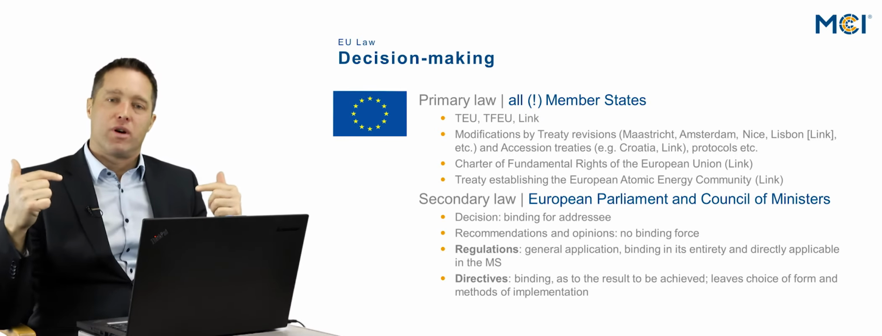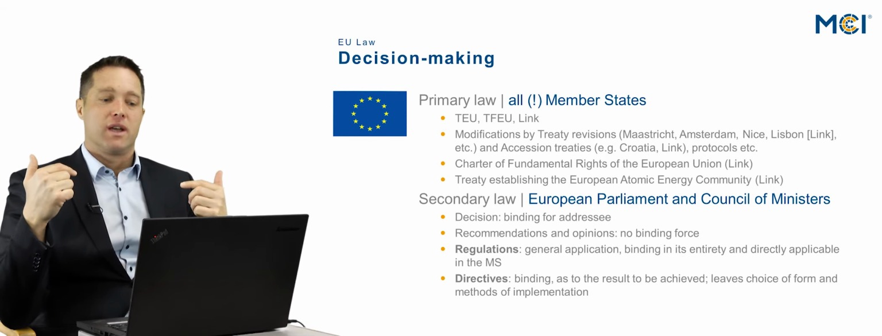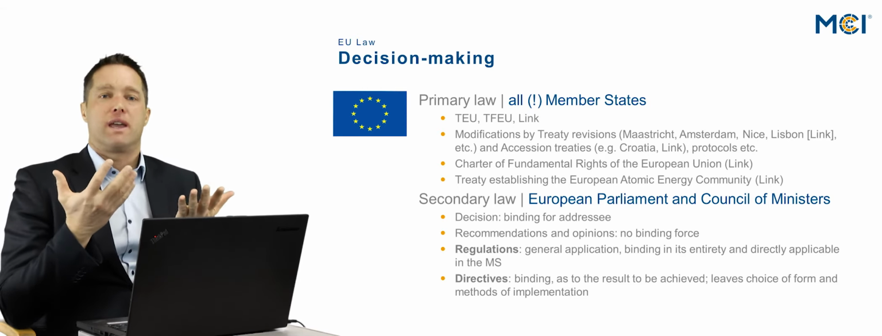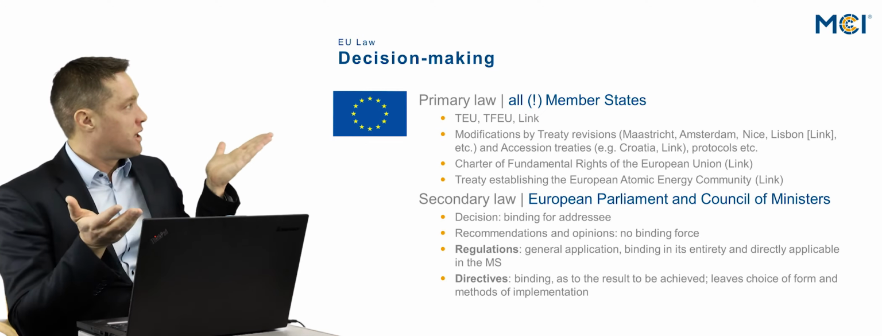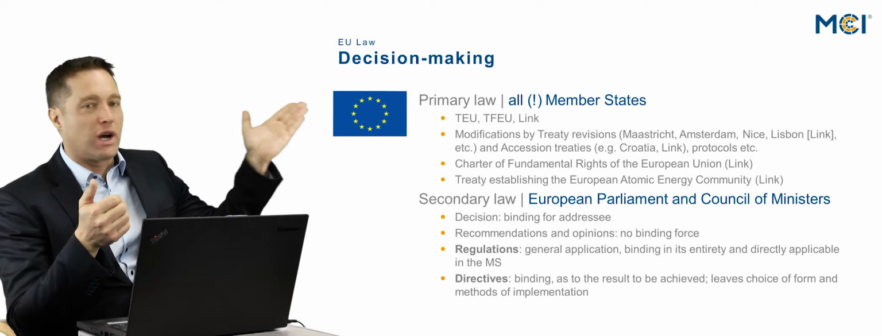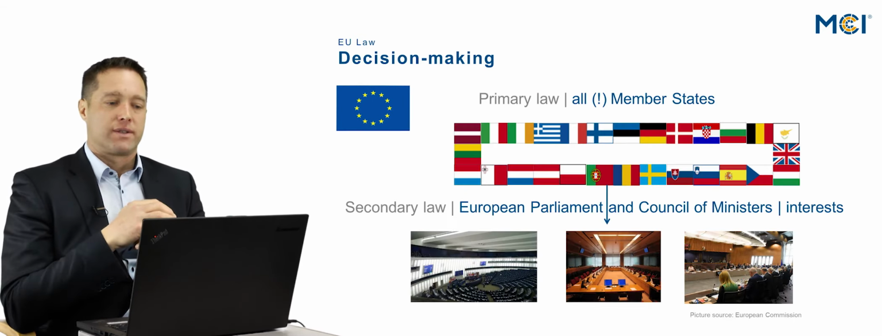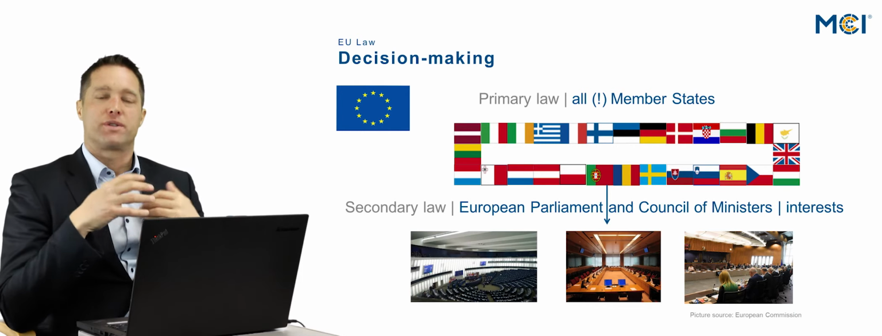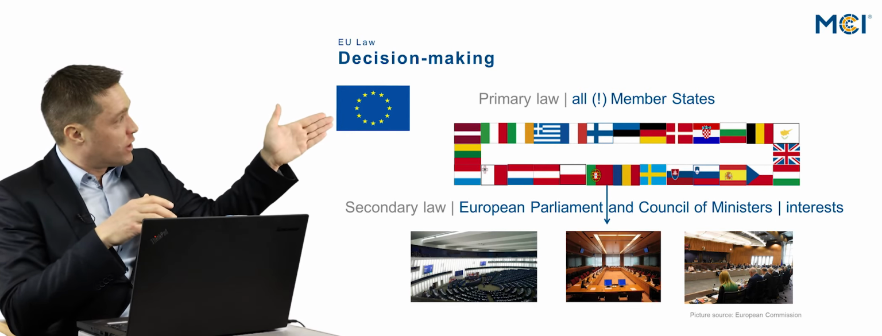For secondary law, it's not the member states, but the EU institutions. And here we have a proposal of the European Commission, but as it's mentioned here, it needs to be adopted by the European Parliament and by the Council of Ministers. So again, primary law, it's all member states together. For secondary EU law, we have a proposal of the European Commission.